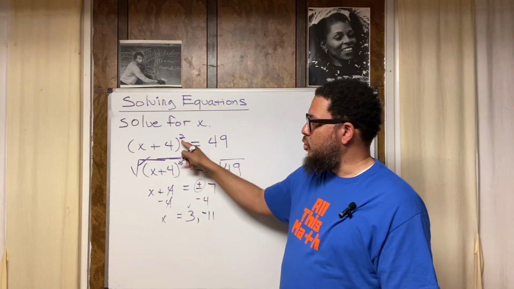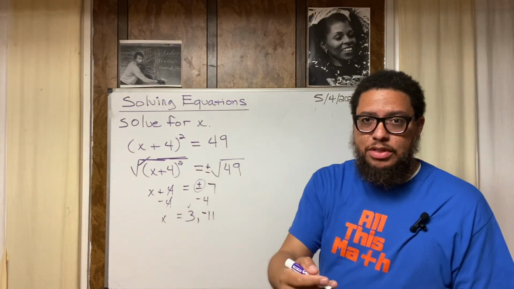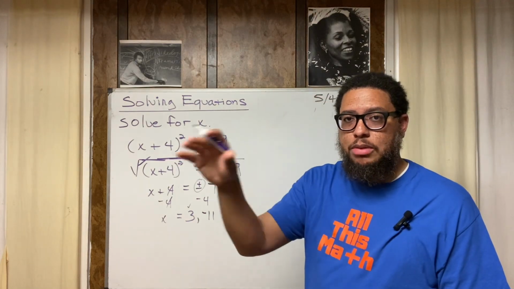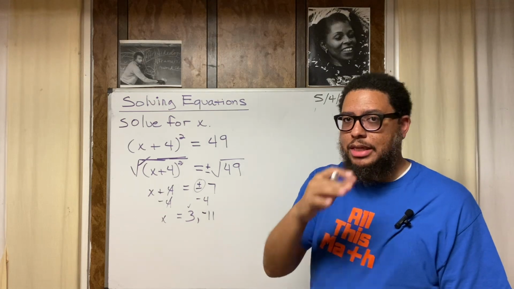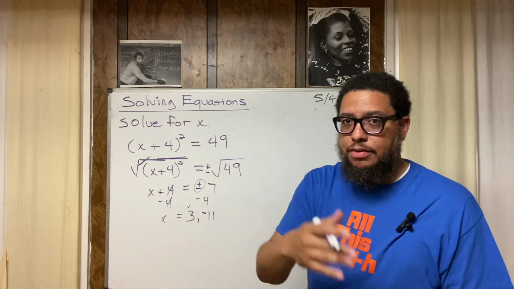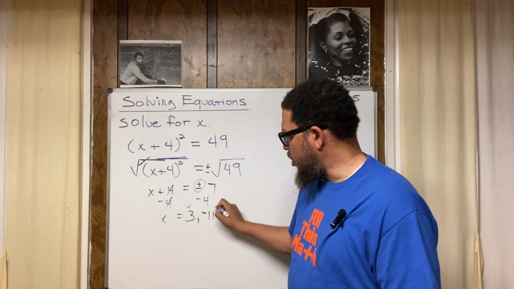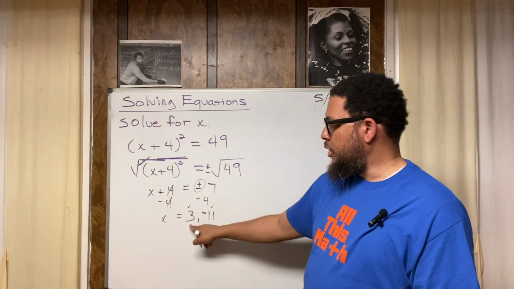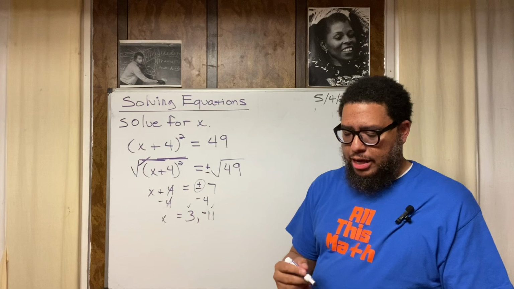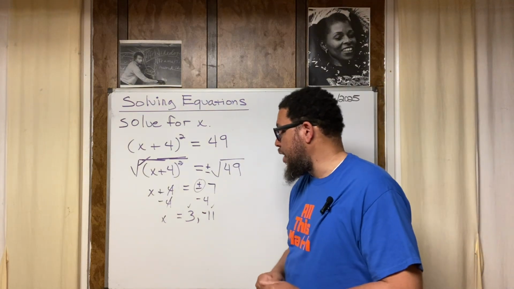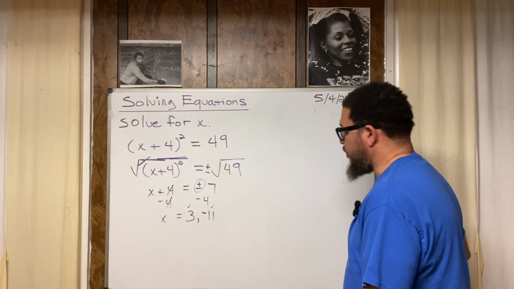And then what's negative 7 squared? That means negative 7 times negative 7. Negative times a negative is always a positive. So that's going to give you the same thing that 7 times 7 would give you. Negative 7 times negative 7 is going to be positive 49. So this is also a true statement. It's also correct. So these are your two answers: positive 3, negative 11. This is how you solve an equation like this.